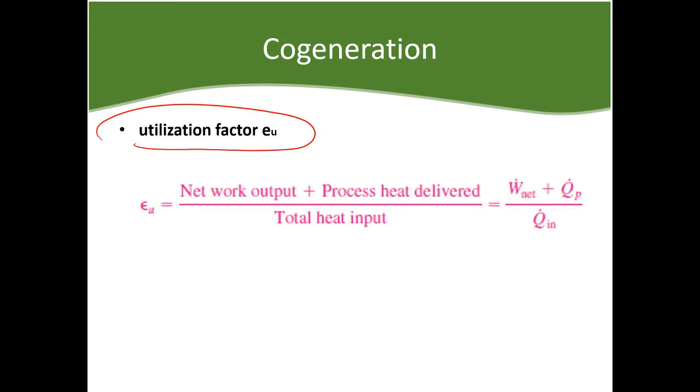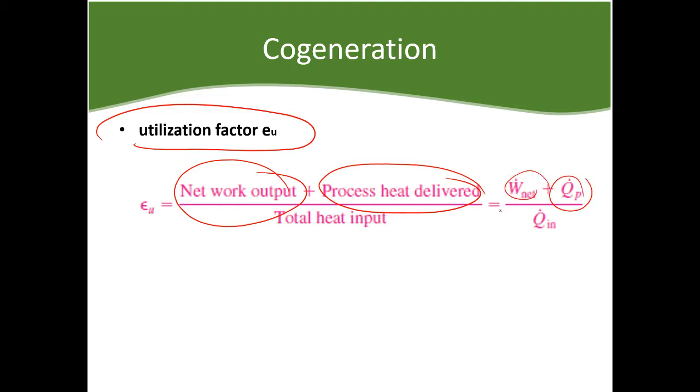So we have now a new definition, yung utilization factor. Para siyang efficiency, pero hindi lang kinoconsider yung network output, but also yung process heat delivered. So, ganun na siya. Work net plus process heat delivered over Q in. Mas mataas na ngayon siya kasi ginagamit mo na ito.